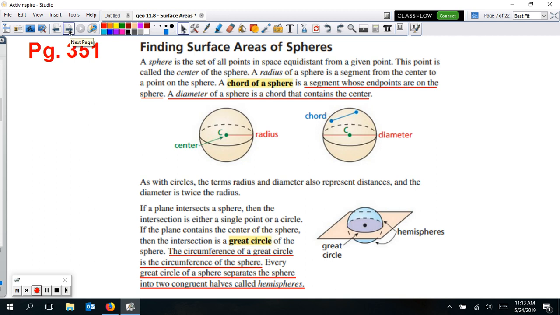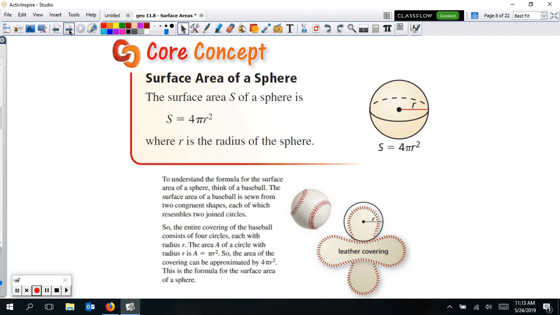All right, let's go ahead and take a look now. This is all kind of just understanding a sphere, and now we want to understand how to find the surface area of spheres. There is a formula for that: 4 pi r squared. That's our formula, but where does that come from, or how do we understand that? I think a baseball is the best way to understand that.